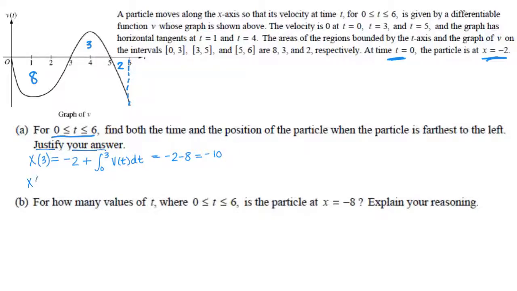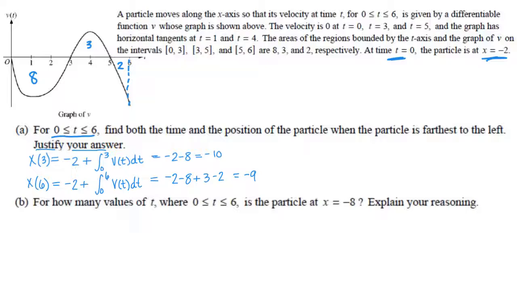So here we're going to go all the way out to 6. And again, we know at 0 we're at negative 2 plus the integral from 0 to 6 of v at t dt. And so we have our negative 2. We also have, as we're going through here, negative 8. But then we're going to go back to a positive 3 and then a negative 2. And so, wow, this is close. We're going to have negative 10, and then negative 7, minus 2, negative 9. So as close as that is, the particle is farthest to the left at time 3.